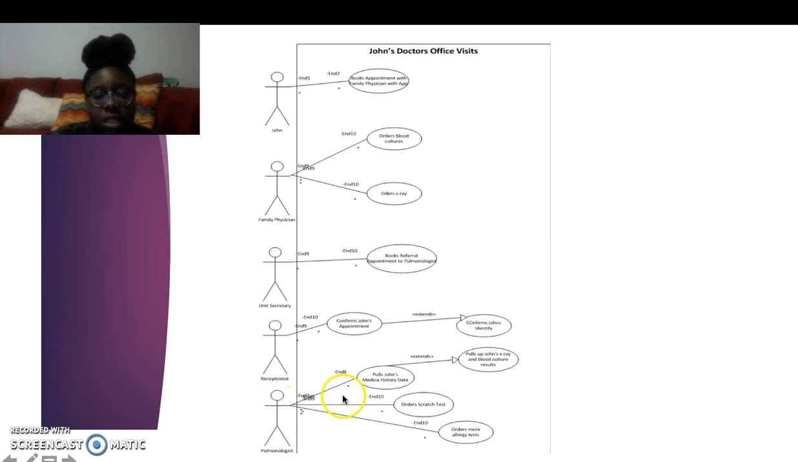And then the last actor will be the pulmonologist. He interacts with the system by pulling up John's electronic medical record and looking at his history, and also pulling up the previous results from John's x-ray at the family physician's office, and also his blood culture results from that same visit. He also interacts with the system by ordering a scratch test based on John's symptoms and also other allergy blood tests.